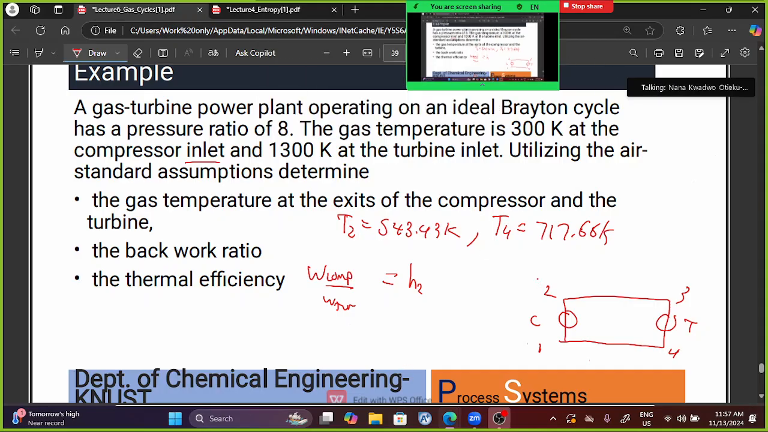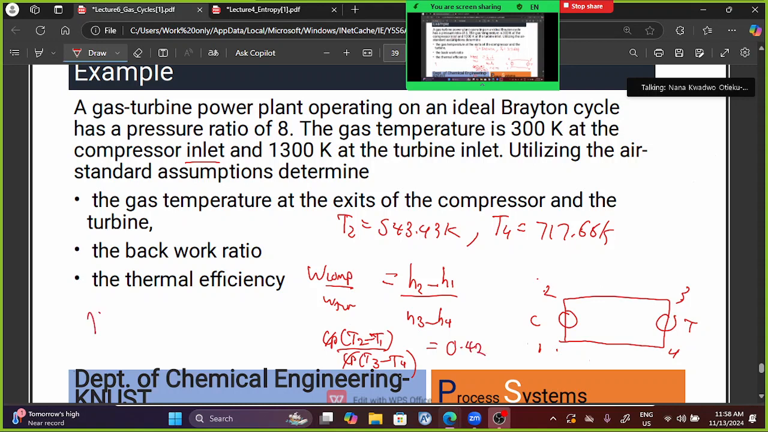So the back work ratio is the work of the compressor over that of the turbine. And for the compressor, we know that since it's going to be a flow work, it will be H2 minus H1. For the turbine, right, we would have it to be H3 minus H4. So we are just using the higher ones minus the lower ones. But then we can represent this as Cp T2 minus T1 over Cp T3 minus T4. So the Cp can cancel out. And then we just put in the values we had for T2, T1, T3, and T4. So if we do that, we should get a value of about 0.42 for the back work ratio.